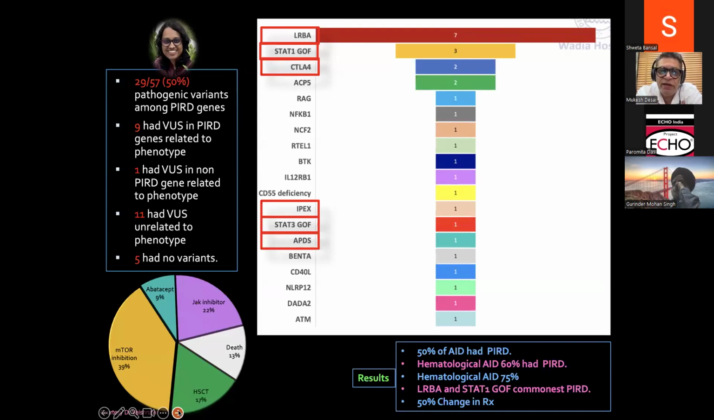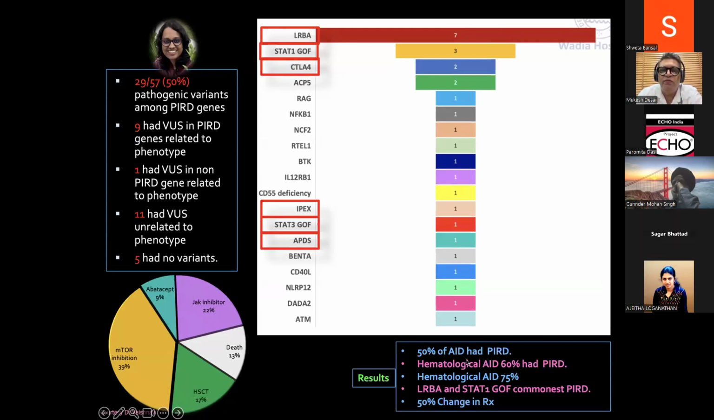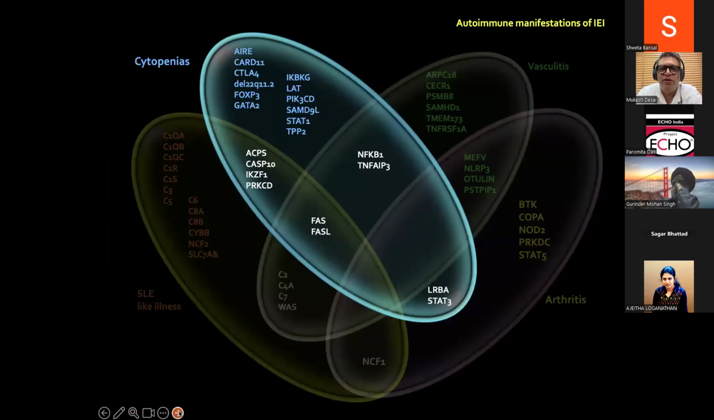And today we are very liberal in asking for an exome wherever there is persisting autoimmunity, or more than one autoimmunity, or if there's a family history of autoimmune cytopenias or autoimmune disorders. So of the 57 patients, 60% had hematological autoimmune disorders. And I think this is a very common thing which we come across. And the commonest causes were LRBA deficiency and STAT1 gain of function in our cohort.